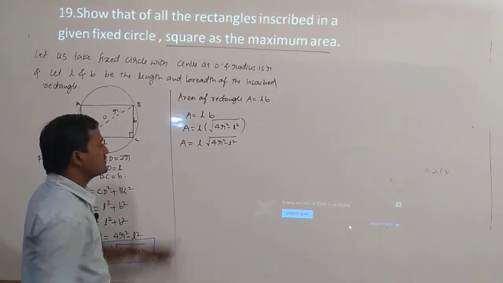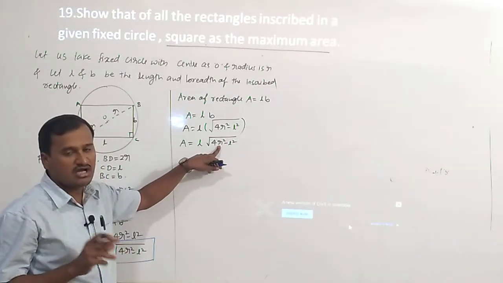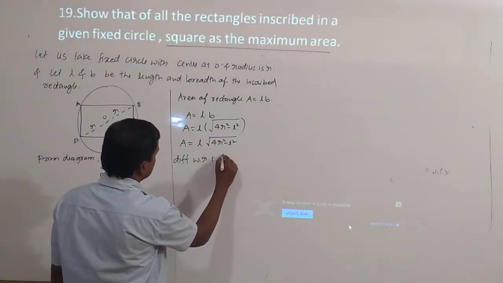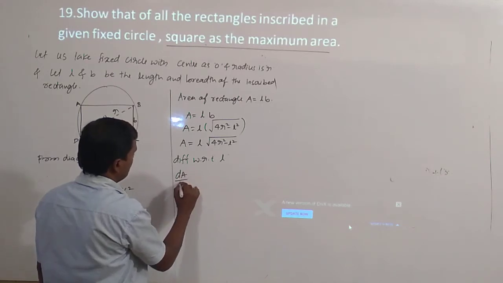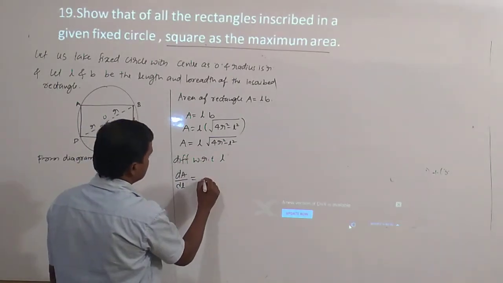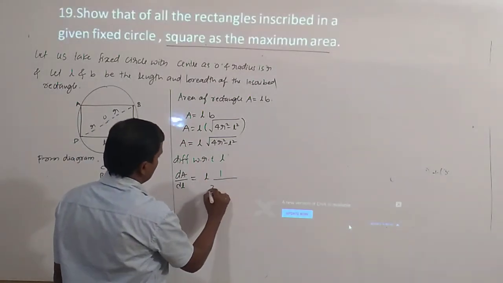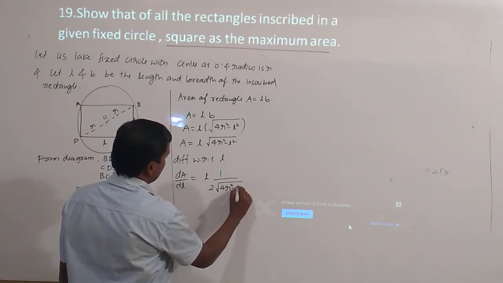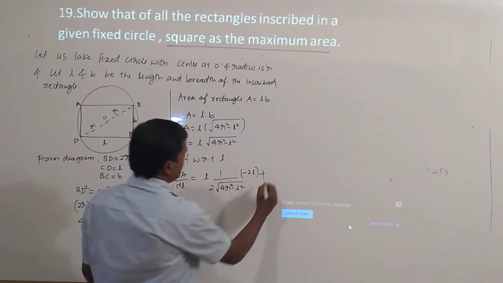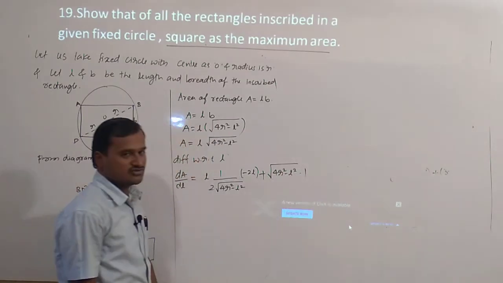Now differentiating this with respect to L, because the variable is L, not R, because R is fixed. So differentiate with respect to L. So clearly it becomes dA upon dL, and here we have to apply the product rule. First function as it is, differentiation of the second function means 1 upon 2 into square root of 4r square minus L square, again differentiation of this means minus 2L, plus second function as it is, that is root of 4r square minus L square, into differentiation of L, which is 1.